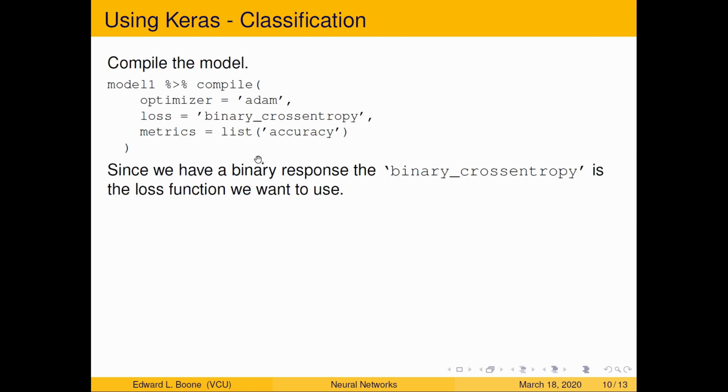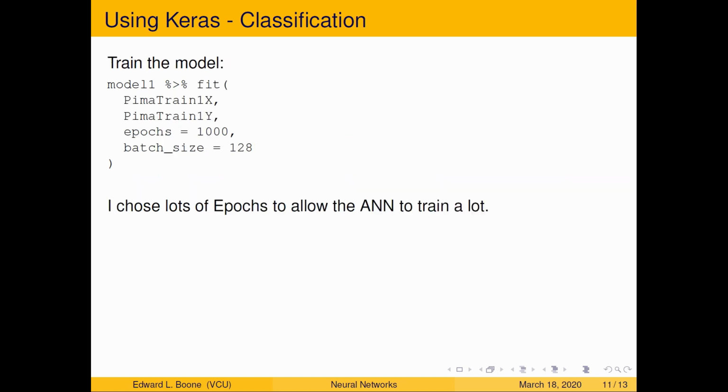All right, so now we got to go to the next step, which is compile the model. So we're going to compile it. Our optimizer is Adam. We're going to use binary cross entropy because we have a binary response, and the metrics is list accuracy. We still have not fit the model yet. This is just telling it to put the model together.